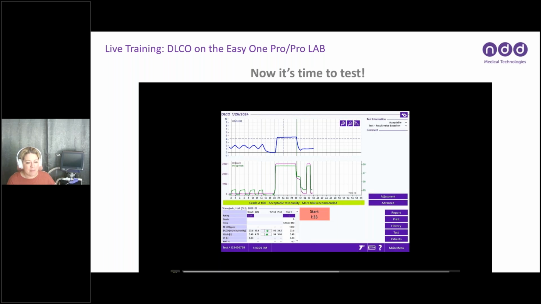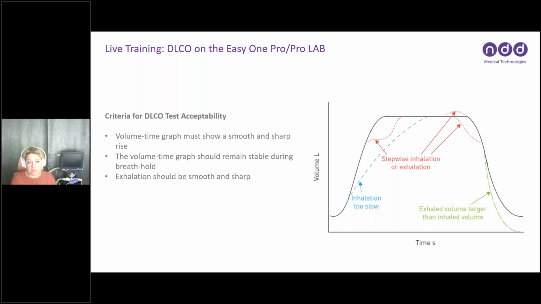All right, I'm going to pause the video for just a second, and then we're going to come back to watch that second trial again here in just a moment. But we've talked a lot about, you know, we have to do 2, no more than 5. They have to be acceptable, but what actually makes a trial acceptable? All right, so what is the criteria for acceptability?